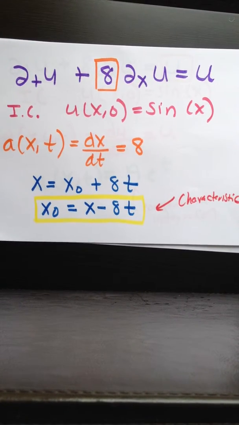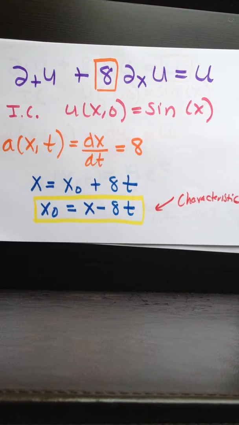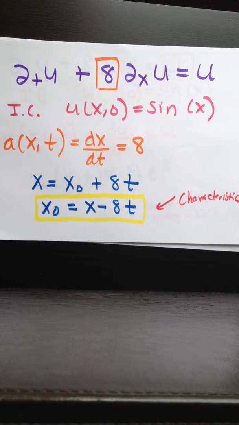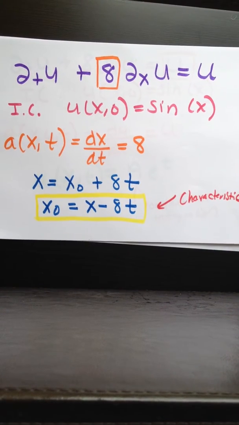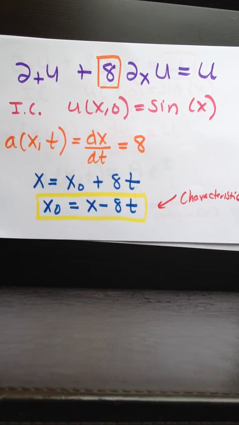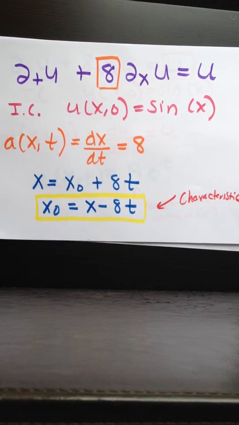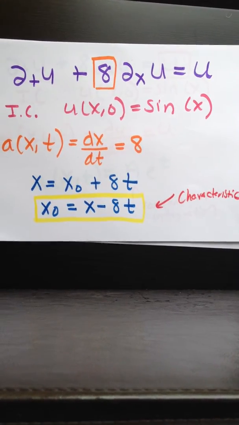Let's look for our a of x comma t term, which is equal to dx over dt. In this example, it's equal to 8. So we can write x is equal to x naught plus 8t, and therefore x naught is equal to x minus 8t. And that's an important equation to remember. That's our characteristic.